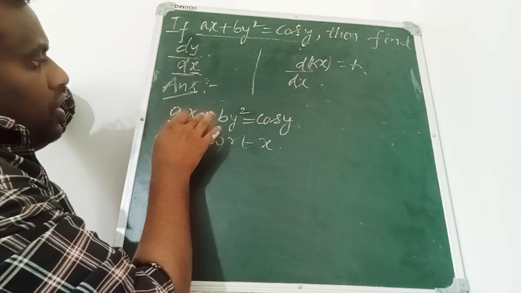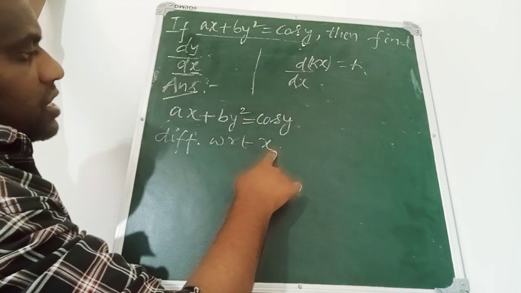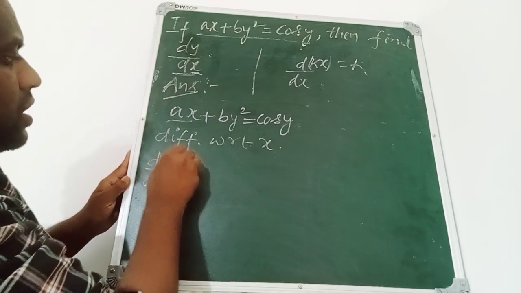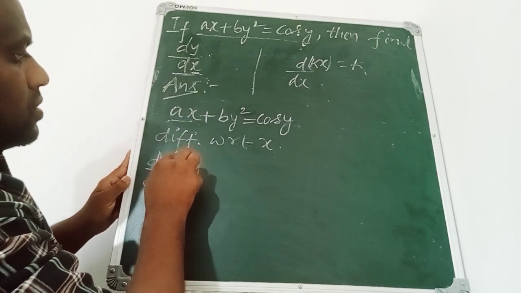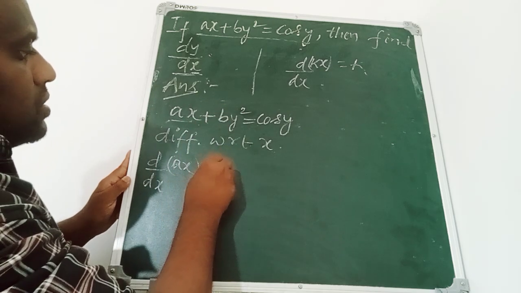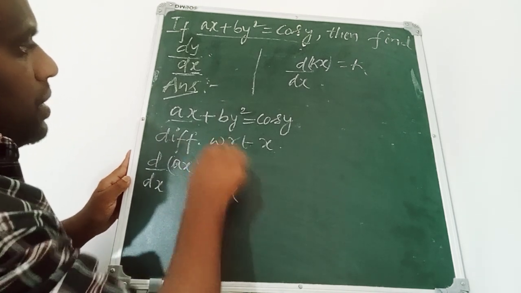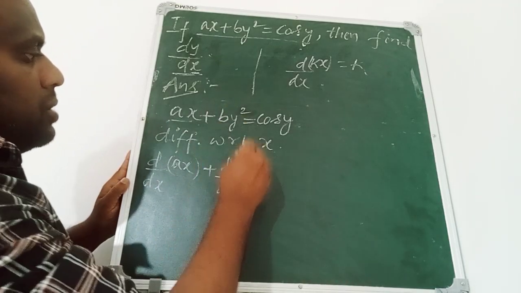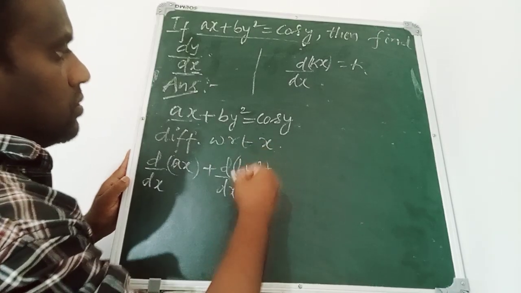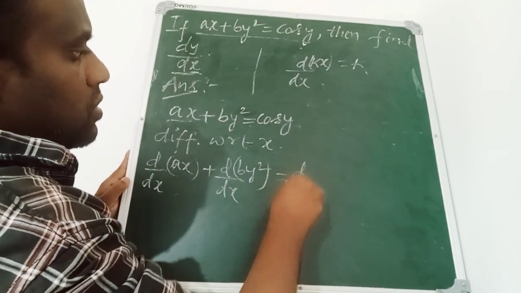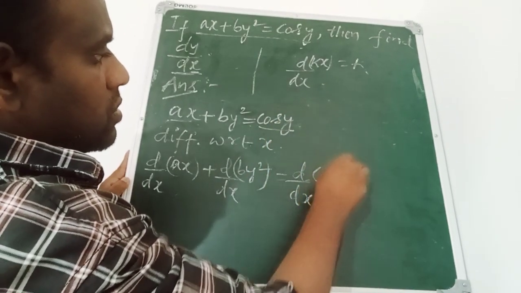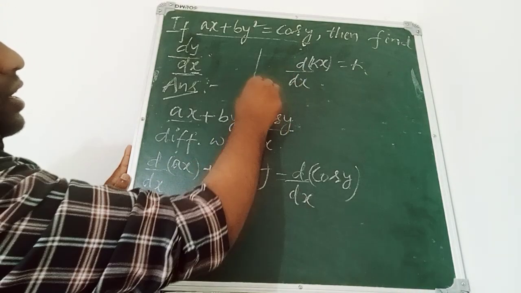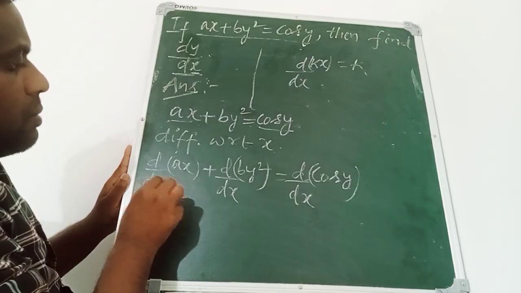Now we are going to differentiate. For example, when I say differentiate with respect to x, first write like this: d by dx of ax plus d by dx of by square, because of the plus sign we can differentiate separately, I already said, is equal to d by dx of cos y. Now see, I showed this formula.